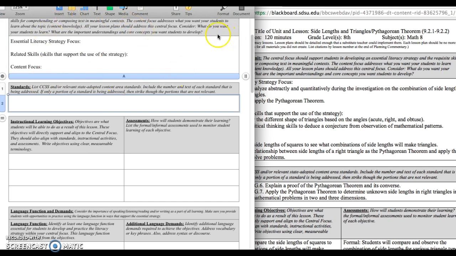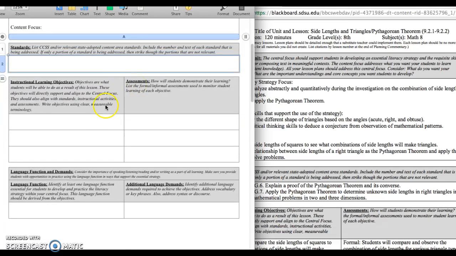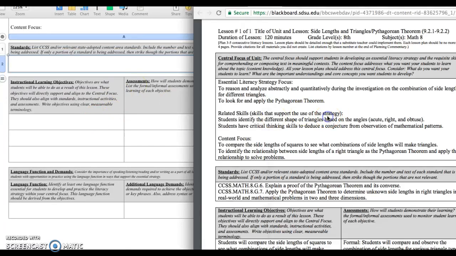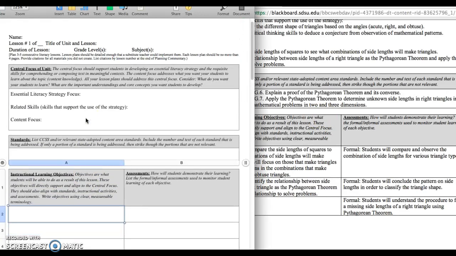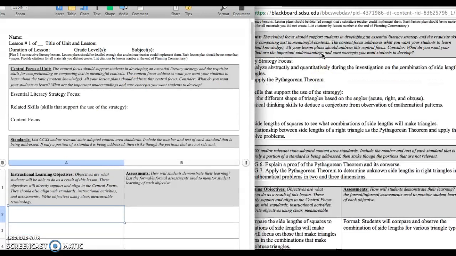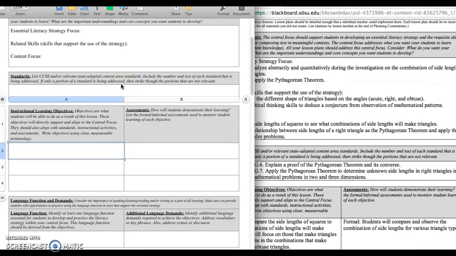Usually you develop your lesson plan. From what I gathered from the students, they develop their lesson plan, and then after they go back and find the standards that fit in. Instructional learning objectives is basically pretty similar to what we're talking about up here with the essential literacy strategy.